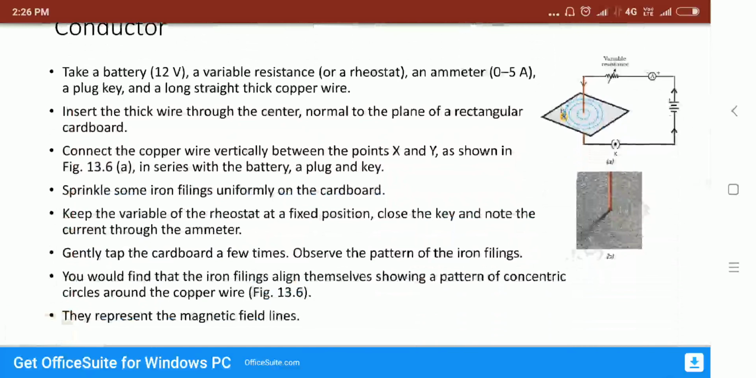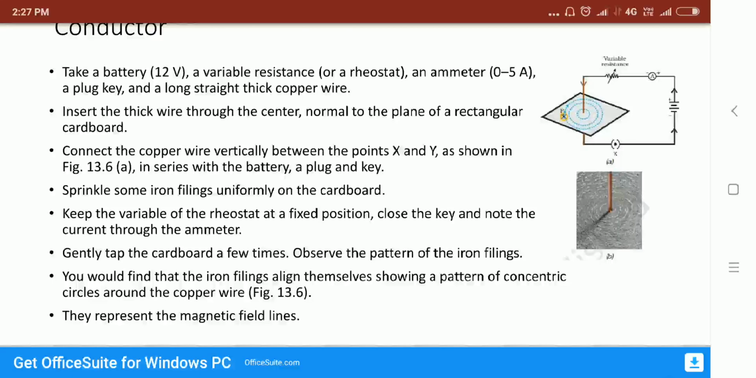We are taking a 12 volt battery, connecting it in series with a variable resistor to vary the current value. An ammeter is also connected in series along with a plug key. And we are taking a long, straight, thick copper wire passing through the center of the plane of the paper. That rectangular paper or cardboard should be normal to the copper wire. Now, the wire is connected between points X and Y, and the remaining circuitry is connected in series.